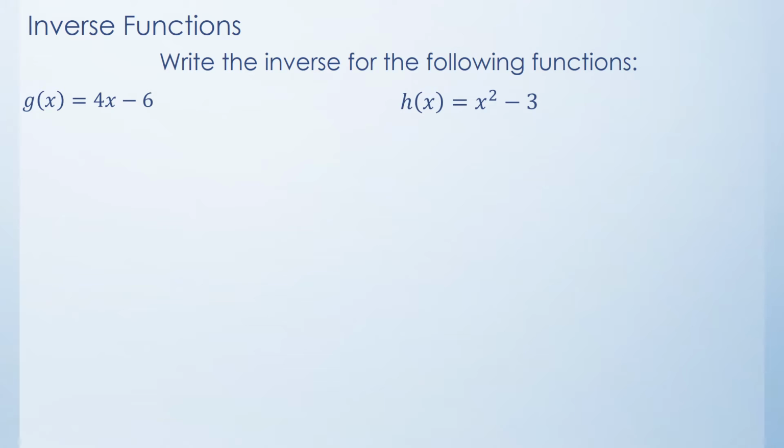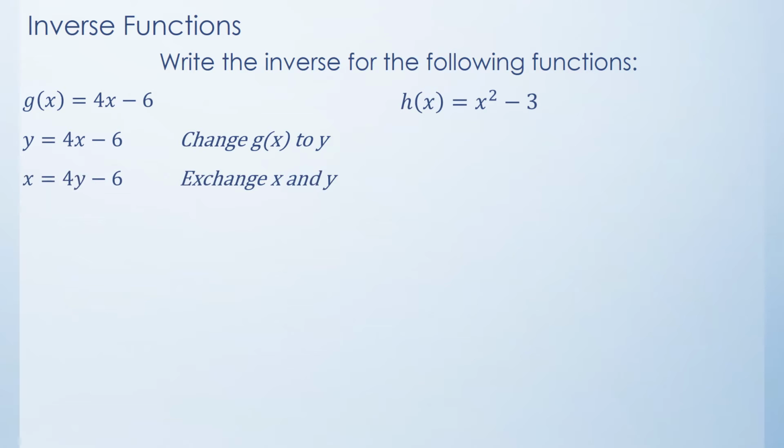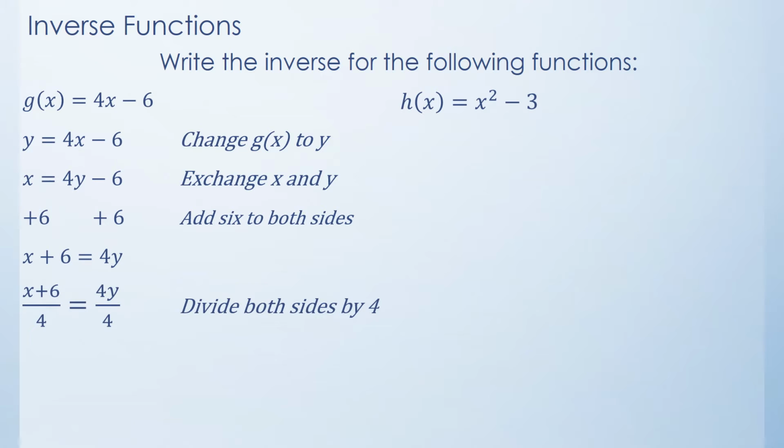Okay, so let's look at the steps. First, I changed my g of x to y, and then I exchanged the x and y variables. Now I'm going to add 6 to both sides of the equal sign, and I get x plus 6 is equal to 4y. Now I want to divide both sides by 4, which leaves me with x plus 6 over 4 is equal to y. My final step, change the y to the inverse of g of x.